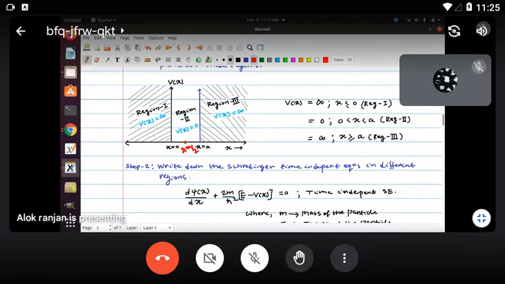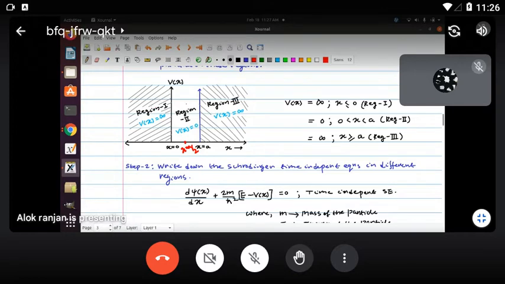You'll see exactly the same scenario. So that means this system is symmetric at x equal to a over 2. In other words, if you fold it at a over 2, it will exactly overlap the other half portion of this diagram. So in that sense, region 1 and region 3 are symmetric around a over 2.